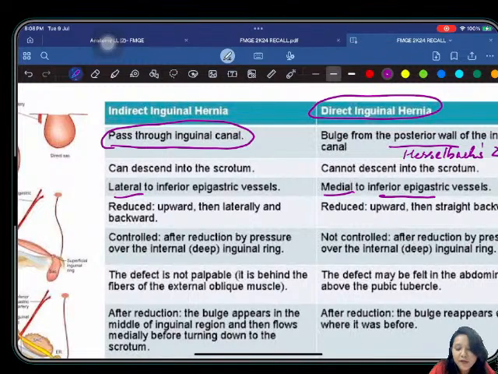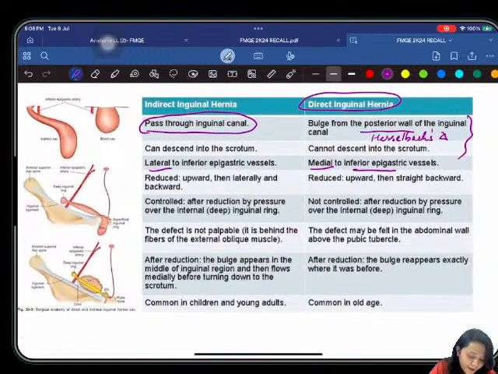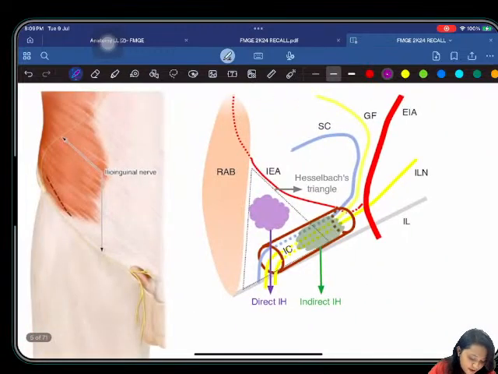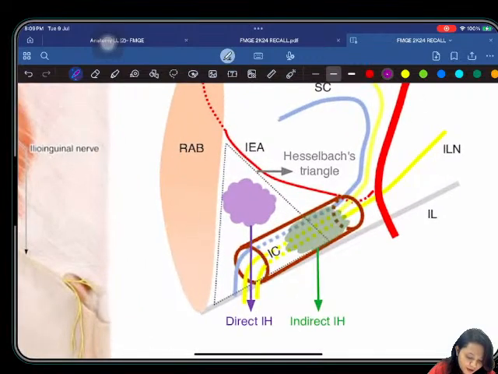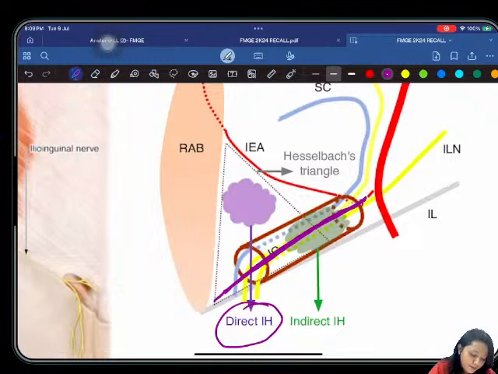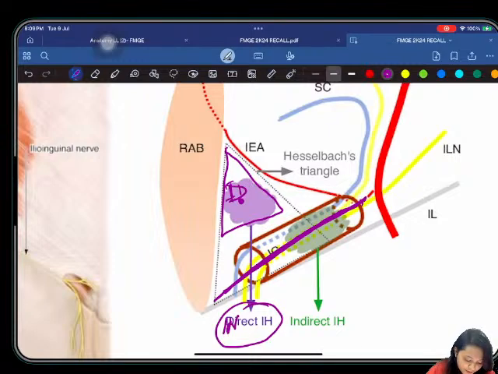So if it is an indirect hernia, the hernia is passing through the inguinal canal, and if it is direct, it is passing through the posterior wall, that is Hesselbach's triangle. The hernia which traverses through the inguinal canal, through the superficial and deep inguinal ring, will be your indirect inguinal hernia, and the one which passes through Hesselbach's triangle is the direct inguinal hernia.